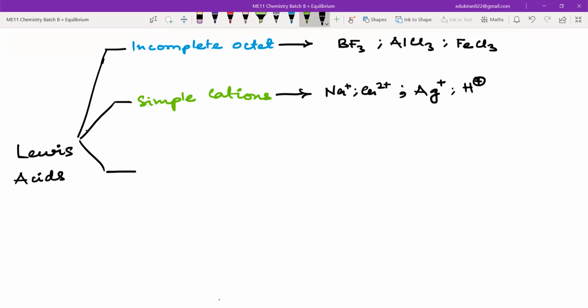Okay. Mridula, she's not our student. Lewis acids. Okay. Now after simple cations, you will have... hi Mridula. You are here for which class? Very good.